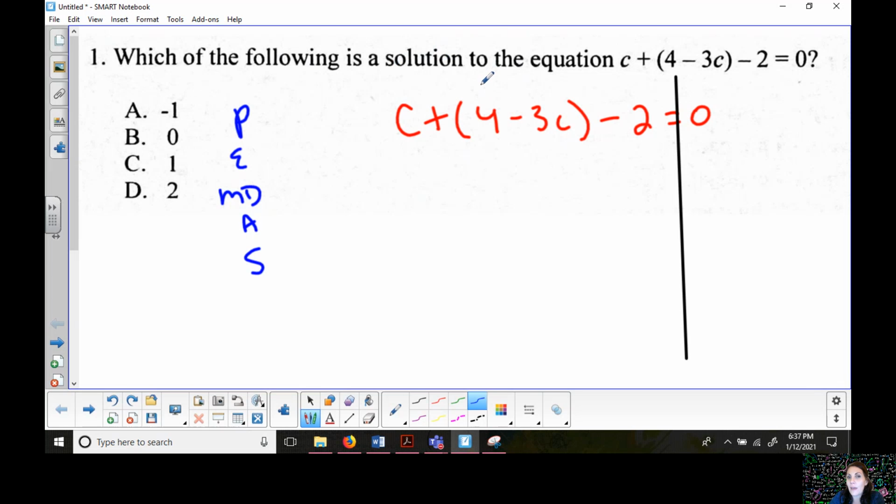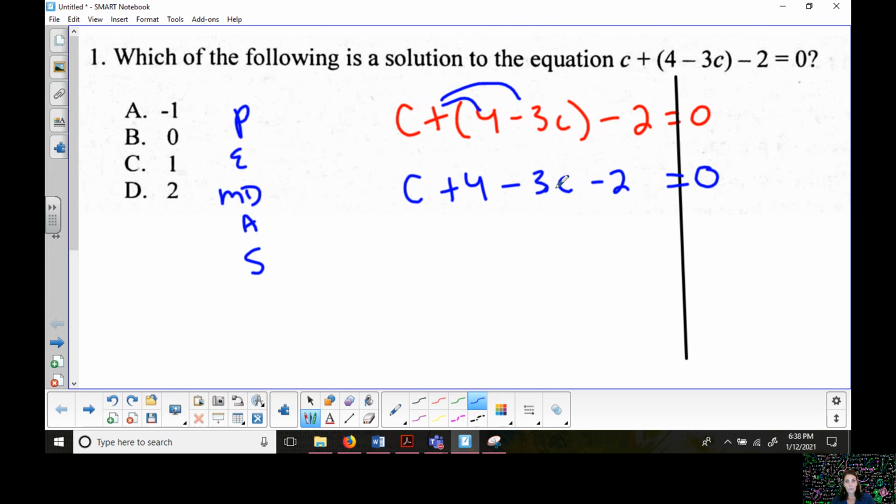So instead of thinking of it that way, I just like to think, if there is a plus sign outside of parentheses, that means that everything inside stays the same. So this is a positive 4, we're going to keep it a positive 4. This guy here is a negative 3C, so we're going to keep it a negative 3C. This is a negative 2, and that's a 0. All right, so we're good there. We're going to move on.